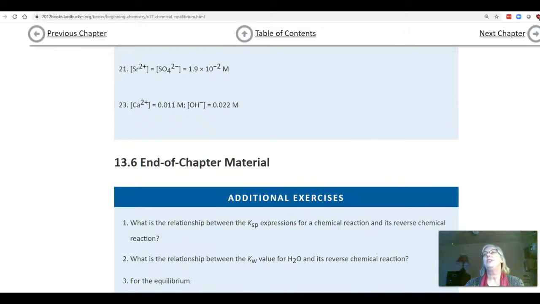And then here's where the homework is for chapter 13. So concepts and math in this chapter. So take some time on this chapter.